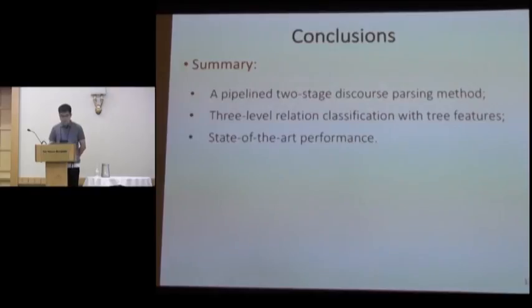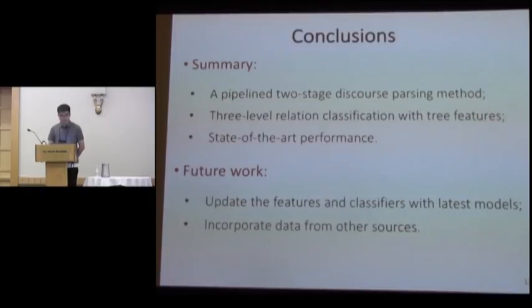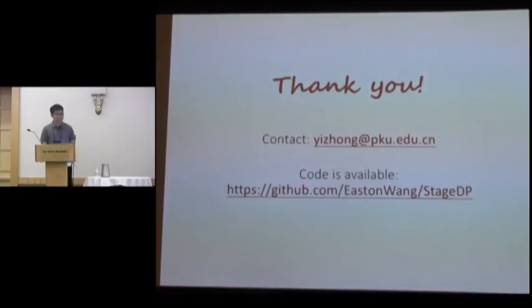Finally, let me conclude our work. First, we presented a 2-stage parsing method for discourse parsing, which separates the relation labeling from the tree construction. And then we tuned the challenging relation labeling part with 3-level relation classification and the tree features. Finally, according to our experiments, our system currently gets new state-of-the-art performance. In future work, we'd like to update the features and the classifiers with the latest models. And to further solve the data-specific problem, we would like to incorporate more data from other sources. That's all. Thanks for the attention.